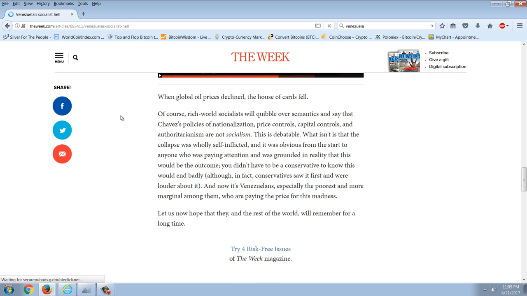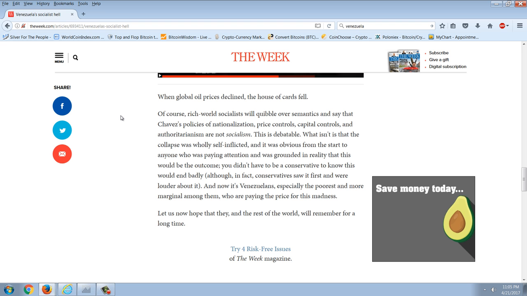Of course, rich world socialists will quibble over semantics and say that Chavez's policies of nationalization, price controls, capital controls, and authoritarianism are not socialism. This is debatable. No, it's not debatable. It is socialism. That's what socialism always leads to. It has to, because it doesn't work.